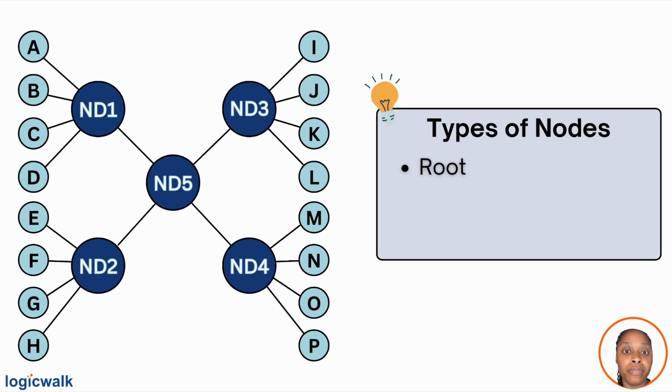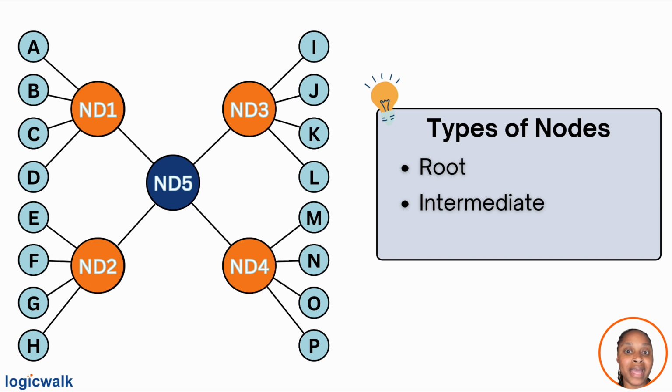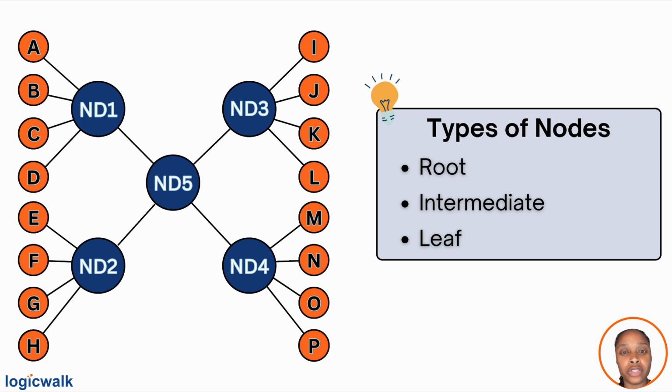The root node, which is network device 5, sits at the very top of the hierarchy. It has no parents and is the starting point for every connection below it. Next, we have intermediate nodes, which are network devices 1 through 4. Each descends from ND5. And finally, we have leaf nodes, which are computers A through P. These nodes have no children and are at the bottom of the hierarchy. If you would like to learn more about nodes, feel free to revisit the data structure course.